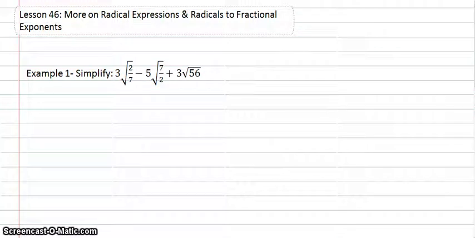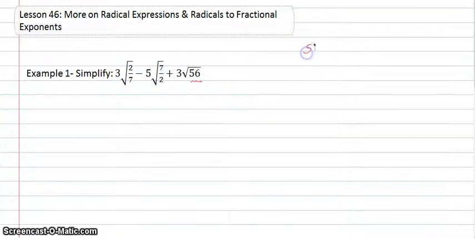In lesson 46, we're looking at radical expressions and radicals to fractional exponents. One of the things that we need to do whenever we're adding and subtracting radicals is to simplify under the radical before we start finding our common denominators and rationalizing. So I'm going to go ahead and start by simplifying this 56.